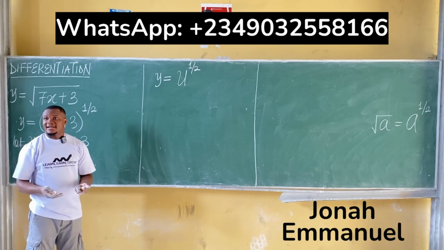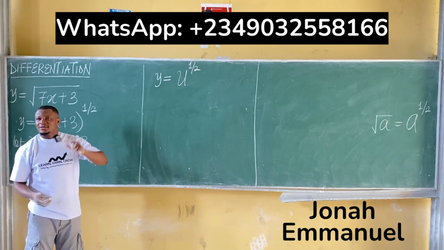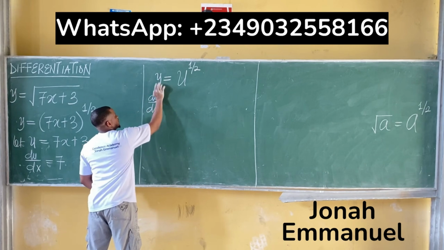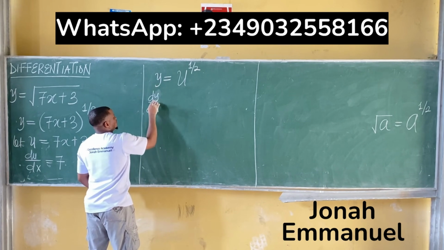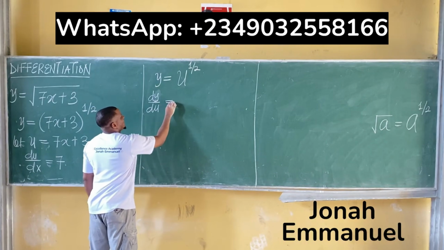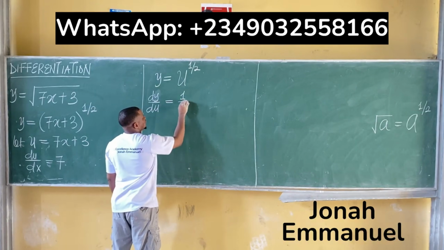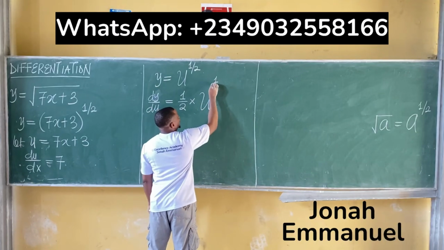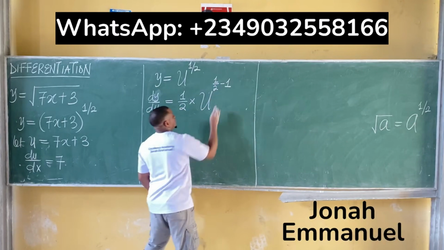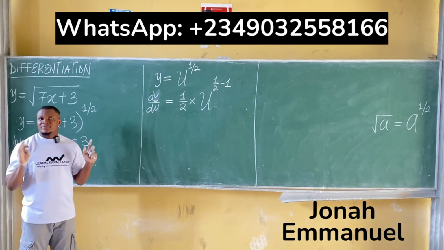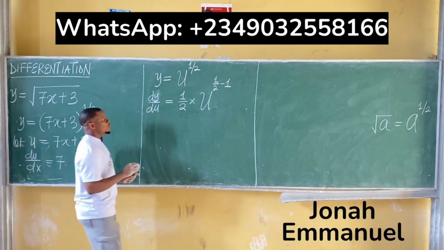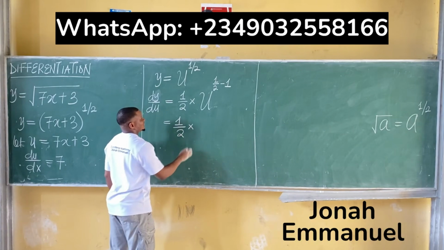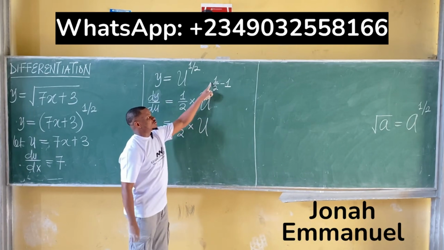What's my next task there? dy du. In this case, what is dy du? Multiply by the power. What's the power there? 1 over 2 times u, subtract 1, 1 over 2 minus 1. It's the same thing: multiply by the power, subtract 1. Work on this. This is equal to 1 over 2 times u to the power 1 over 2 minus 1.